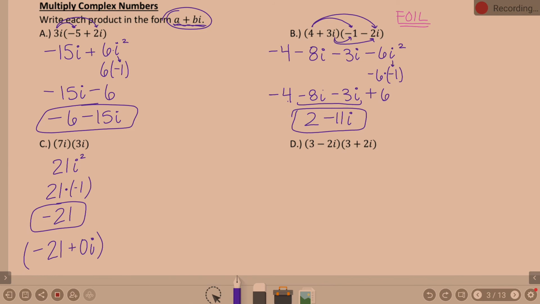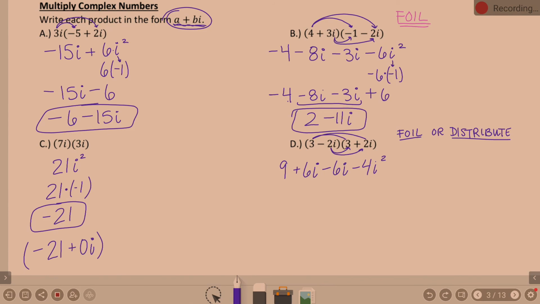One more in this section. How do I multiply 3 minus 2i times 3 plus 2i? Okay, distribute or FOIL. I heard them both. Whichever makes your brain happier to think about. So, multiply with me. 3 times 3 is 9. 3 times 2i, 6i. Insides now, minus 2i times 3. Minus 6i. And minus 2i times positive 2i. Minus 4i squared.